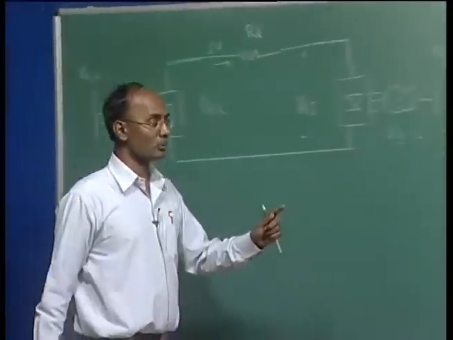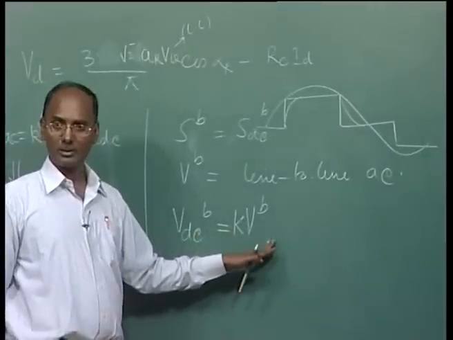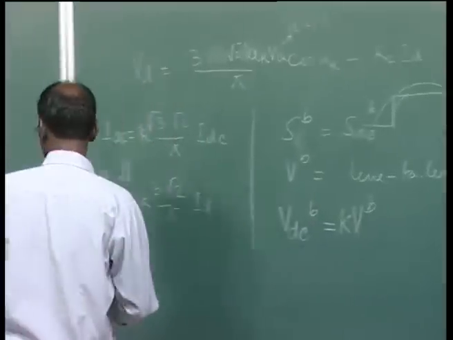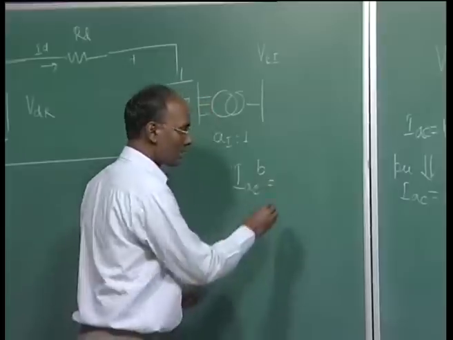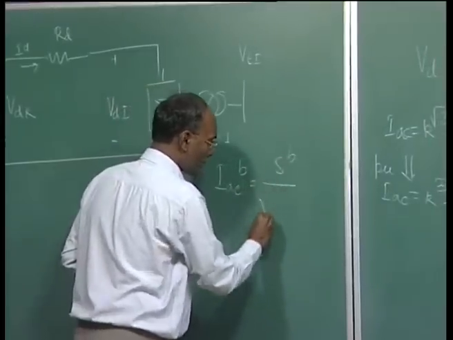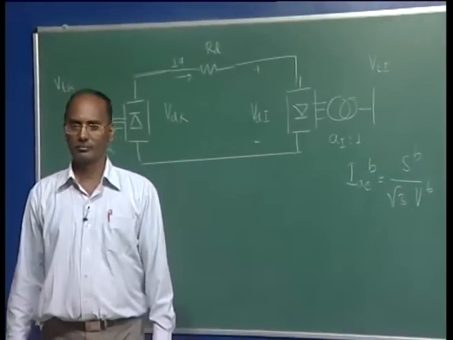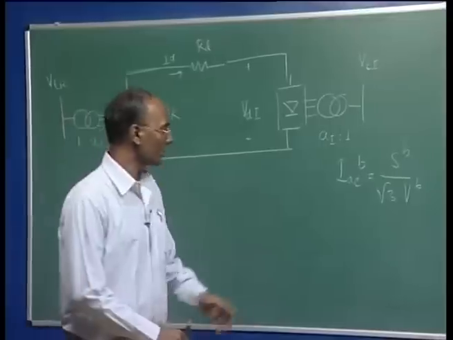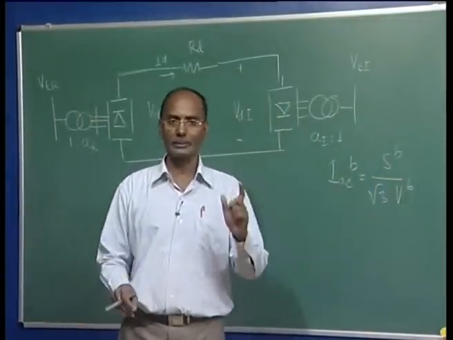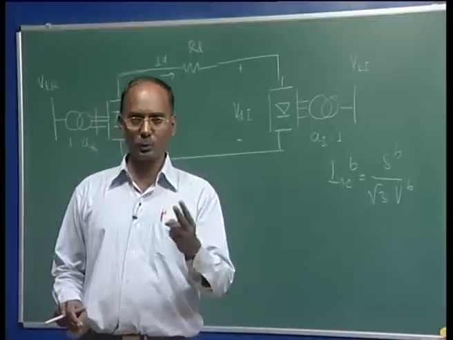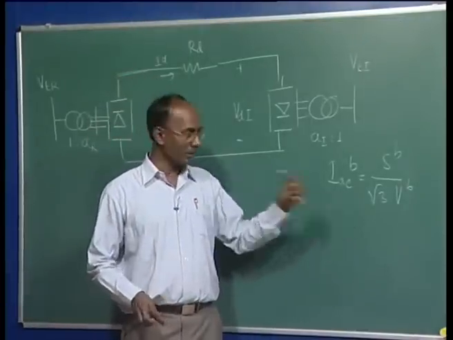Now, once you are taking k is equal to unity, this base is equal to this base. Now, if you see the AC base current, it is nothing but your S base divided by under root 3 V base. In the 3-phase system, the base is calculated by fixing only 2, because of the 3 quantities, one is dependent. So you have to fix 2, and the third will be calculated automatically.